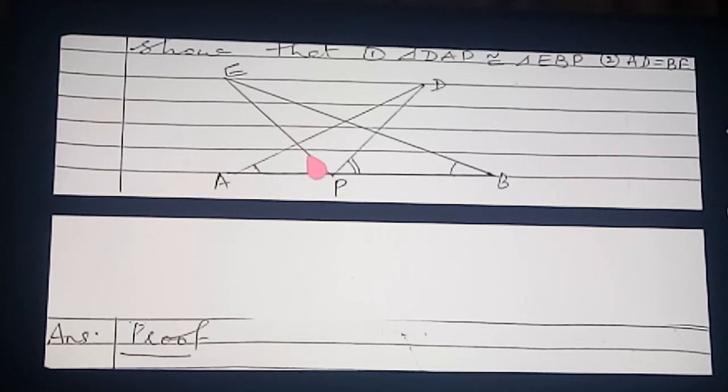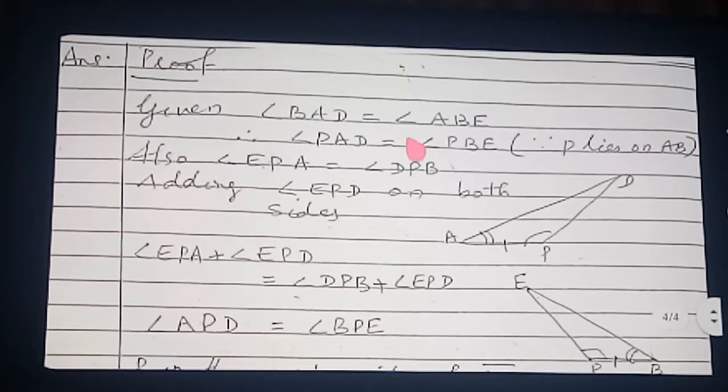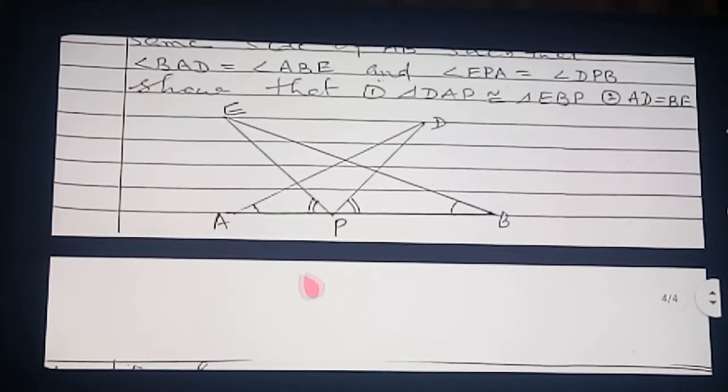Instead of ABE, ABE. Instead of AB, what are we writing? PBE. Did you get it clear? Yes. See here. Then what have we done? Here also it is given in the question, angle EPA is equal to DPB, given. What is given? EPA. EPA means which angle can we see? EPA means this angle. Along with this angle, I will add this common angle. Along with this angle also, I will add this common angle. Okay?